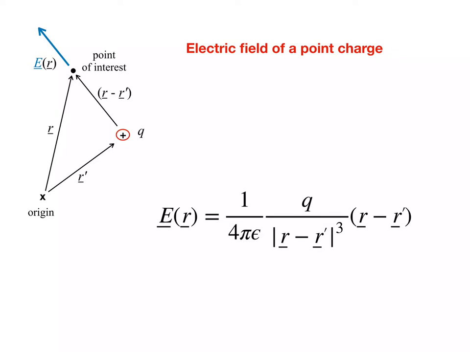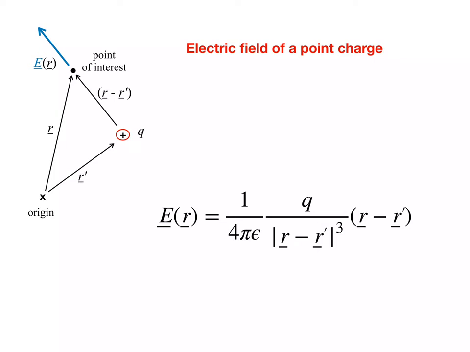The magnitude of the point charge is q. The distance of separation between the location of the point charge and the point of interest is identified by the vector r minus r'. The magnitude of that vector is exactly this distance. For a positive point charge, this vector also points in the same direction as the electric field at r. In SI units, this electric field vector is given by 1 over 4 pi epsilon times the charge divided by the magnitude cubed of the distance of separation vector times that distance of separation vector.